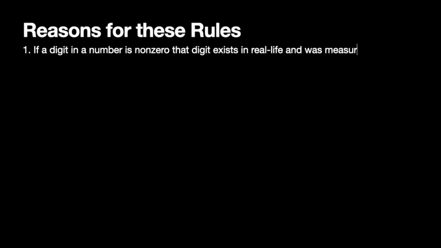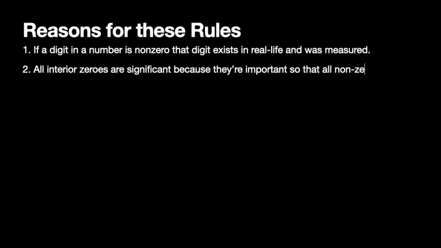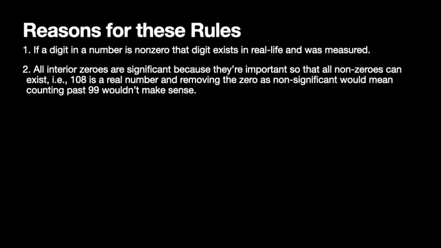Reasons for these rules. 1. If a digit in a number is non-zero, that digit exists in real life and was measured. 2. All interior zeros are significant because they are important so that all non-zeros can exist. I.e., 108 is a real number, and removing the zero as non-significant would mean counting past 99 wouldn't make sense.